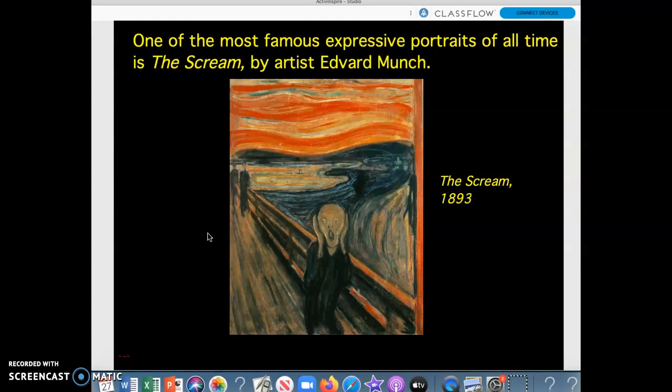When it was stolen for the second time, it was found wrapped in a damp cloth, which caused damage and made some of the paint come off the painting. But they were able to recover it and display it once again at the Munch Museum, which is in Norway. So you could see in Norway not only this painting, but other paintings done by Edvard Munch.